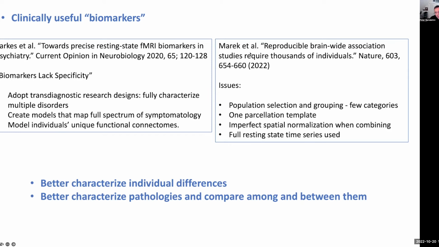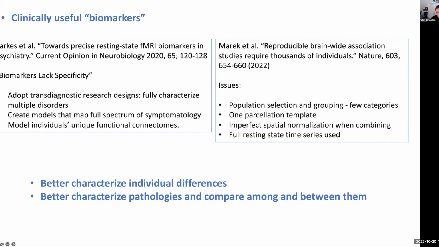And this paper I mentioned, the Merrick et al. paper, I read it and wrote a commentary on it. My thought was that, of course, the population selection, they were grouping populations based on psychosis versus not psychosis, or intelligence. It's probably way too broad. It used one parcellation template. It used resting state as well, which you can do better than. And the one parcellation template certainly probably mixes a lot of the signal from a lot of the subjects.